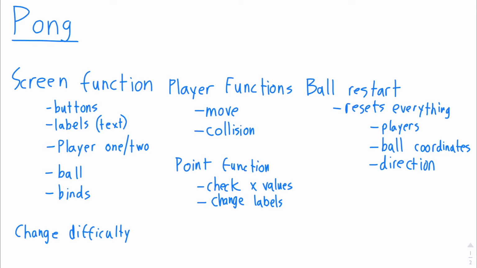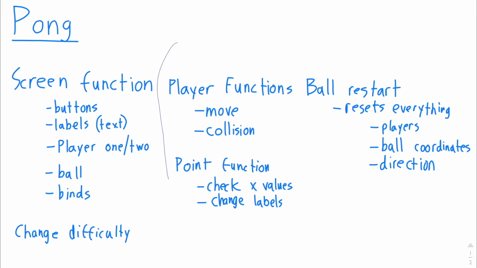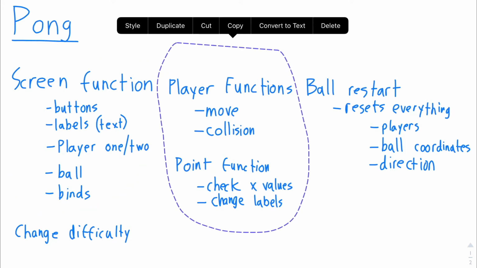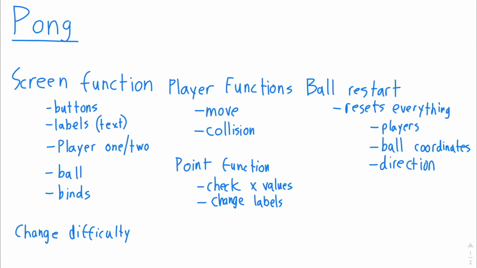In order to have the Pong game working, we need to have four main functions. We need to have a screen function, a player and point function, and a ball restart function. In the screen function, we need to have the button, the labels, the player 1 and 2, the ball, and keybind code.